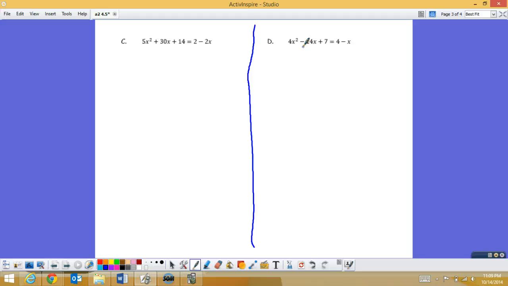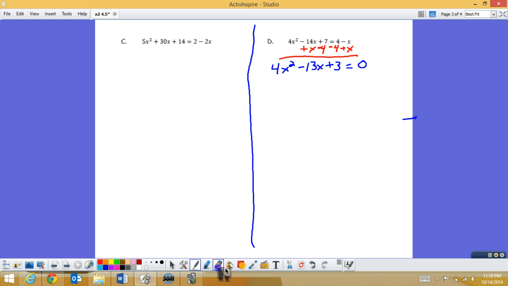continue with this one. And once again, we want to get 0 on one side here. So in order to do that, we're going to add the x, and that's a like term with the 14x, and we're going to subtract the 4, which is a like term with the 7. So then when we do that, we have 4x squared minus 13x plus 3 is equal to 0.